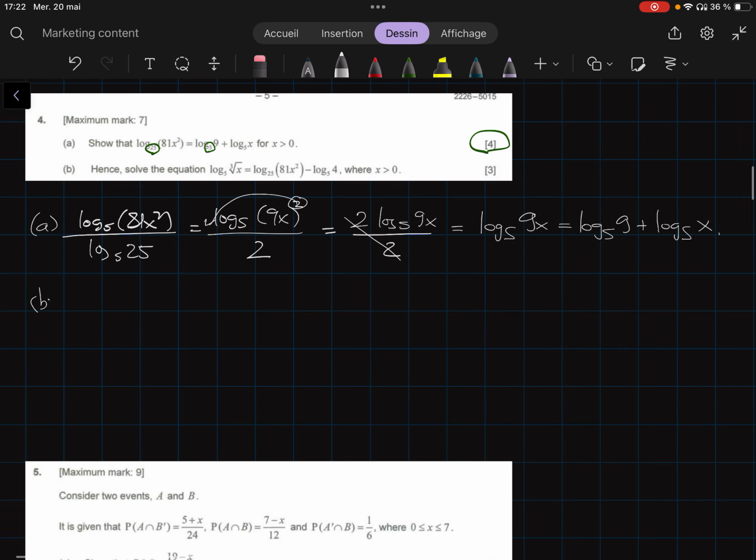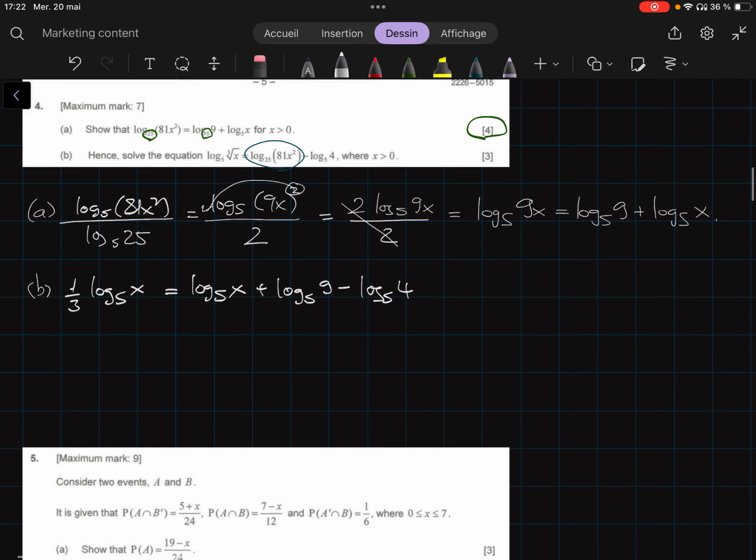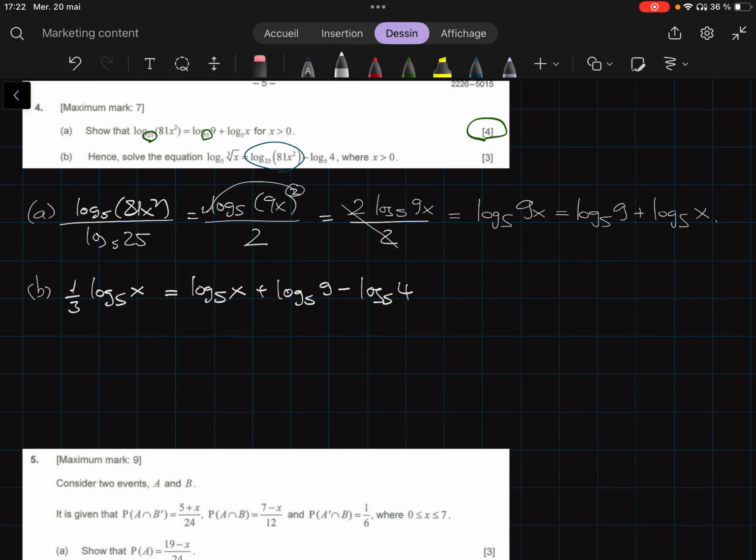Part B. This is a term that you are given, so you gotta use it somewhere. First term, I'm going to rewrite this as 1 over 3 log base 5 of x. On the right hand side, we have log base 5 of x plus log base 5 of 9 minus log base 5 of 4. So let's say I bring this to the other side.